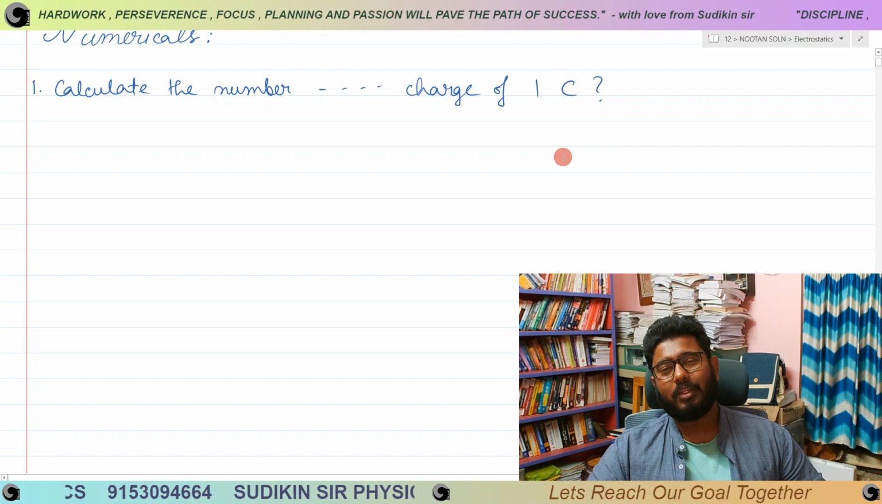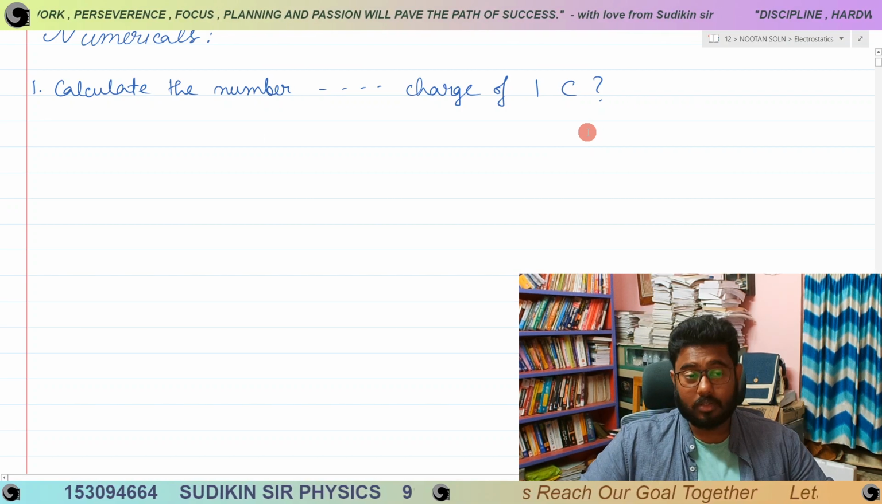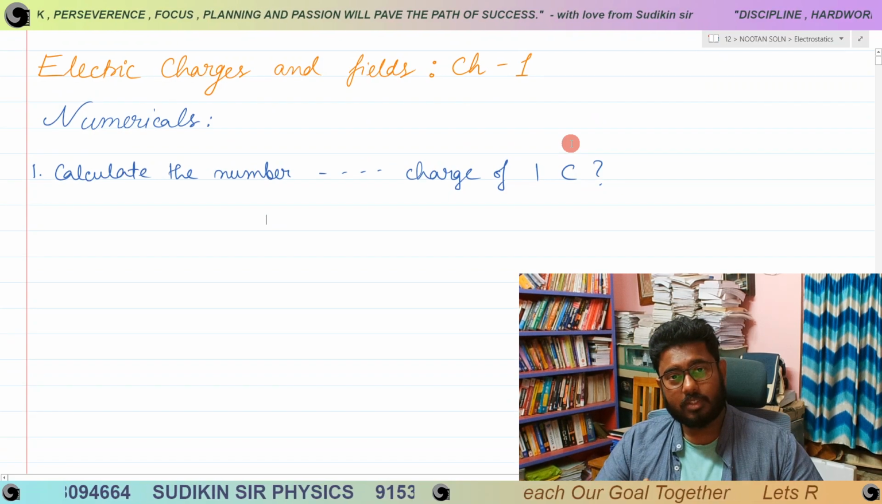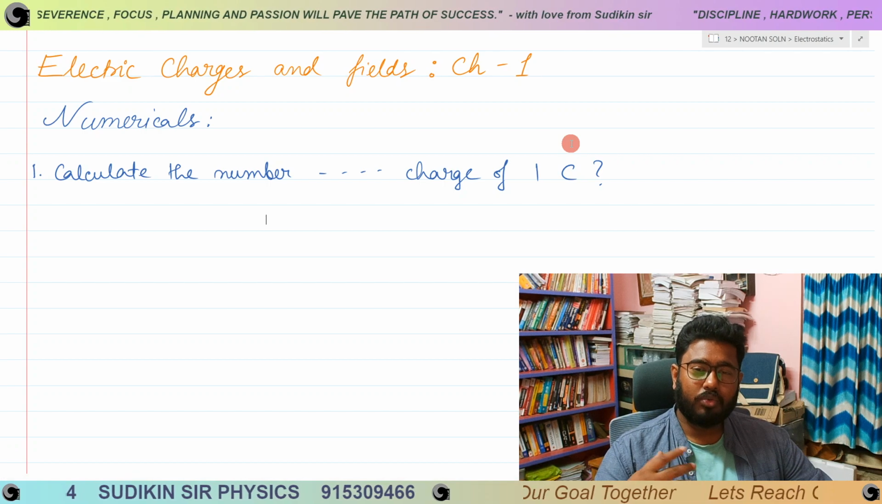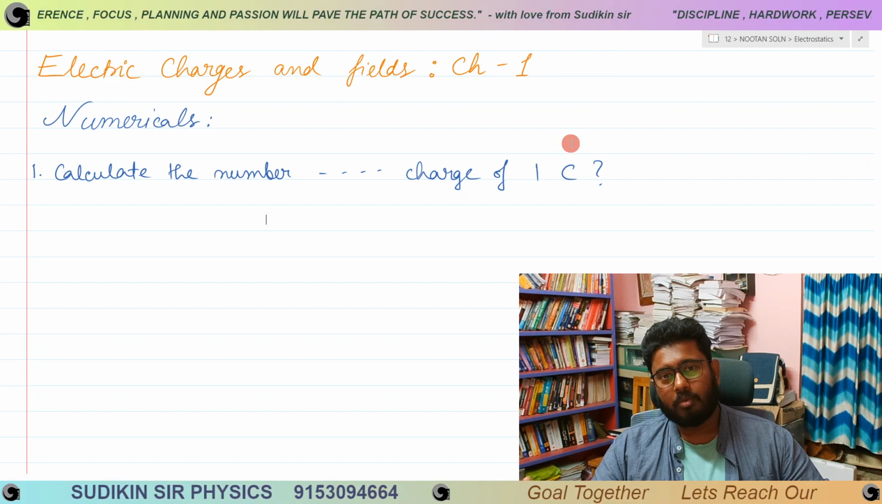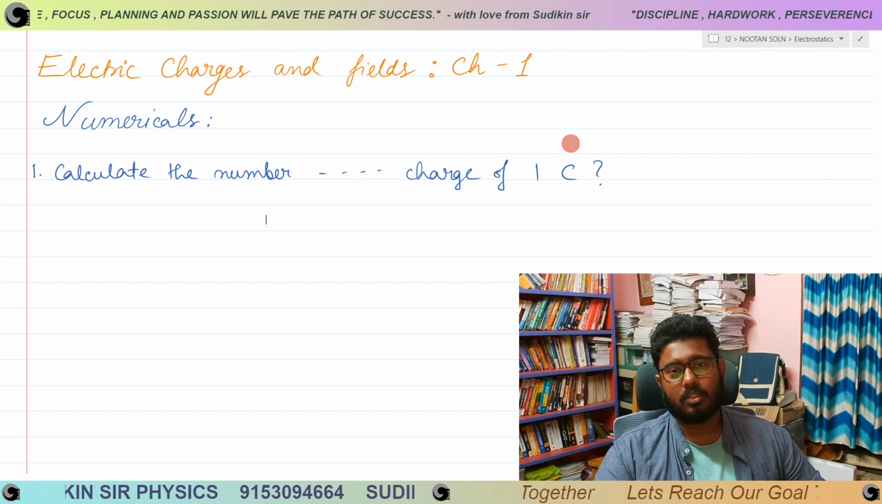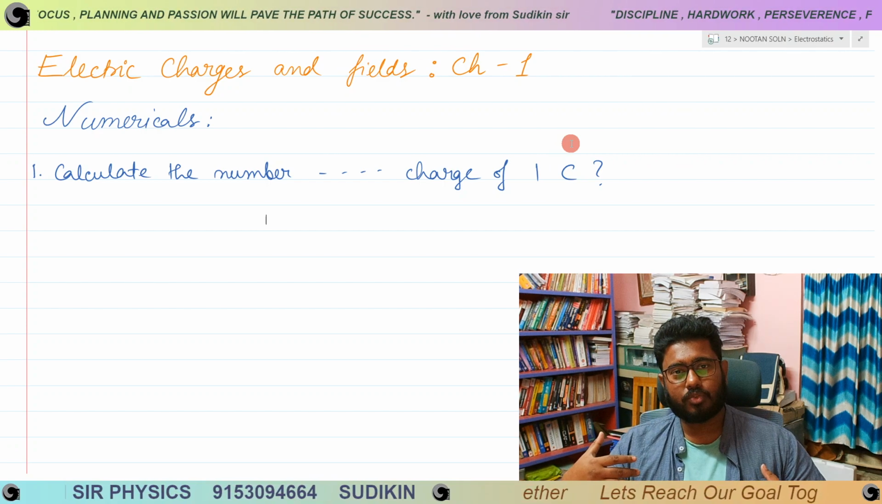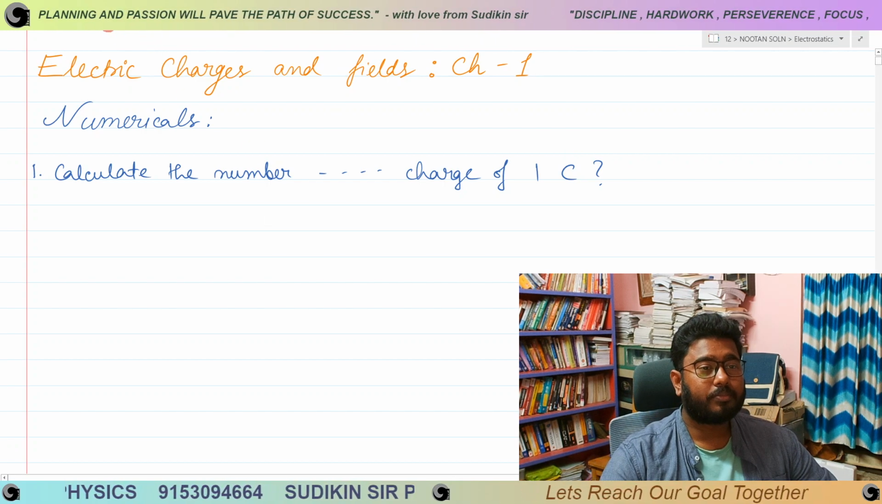I will be doing the numericals of Nootan, Chapter 1, Electric Charges and Fields today. Now, I'll be doing the numericals in a certain process. You may have done it in some other way, but you can follow this process also, or you can see how the numerical gets completed in this way, and you can learn from it. Okay, I'll straight away go to the numericals.